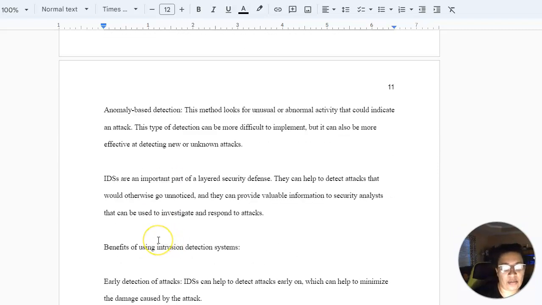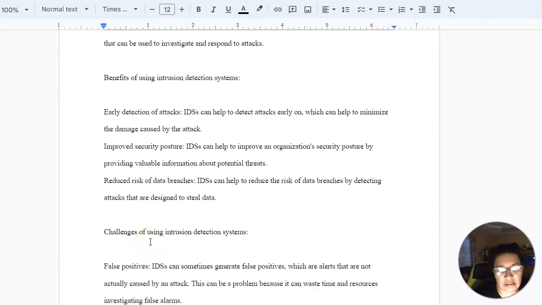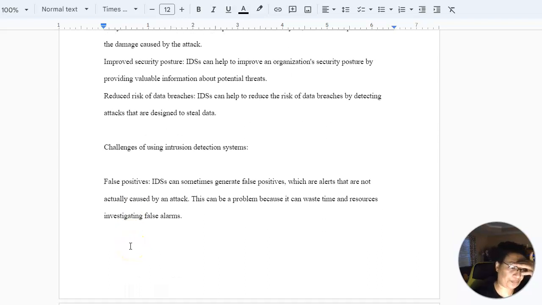IDS are an important part of a layered security defense. They can help to detect attacks that would otherwise go unnoticed. They can do early detection of attacks. They can also improve security posture.